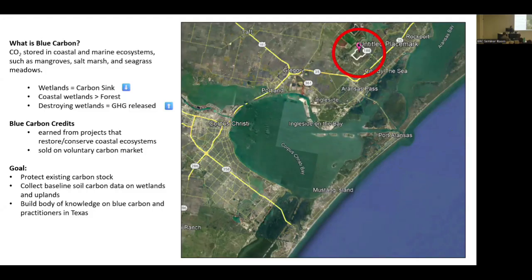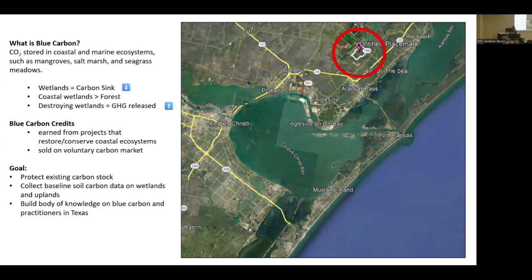So these wetlands are really powerful carbon sinks. They sequester and store many, many times more carbon than terrestrial systems, but they're also disappearing at a rapid rate. So when they're degraded or destroyed or developed, all that greenhouse gas that has been stored for many, many years is released, contributes to global warming, climate change. We don't want that.